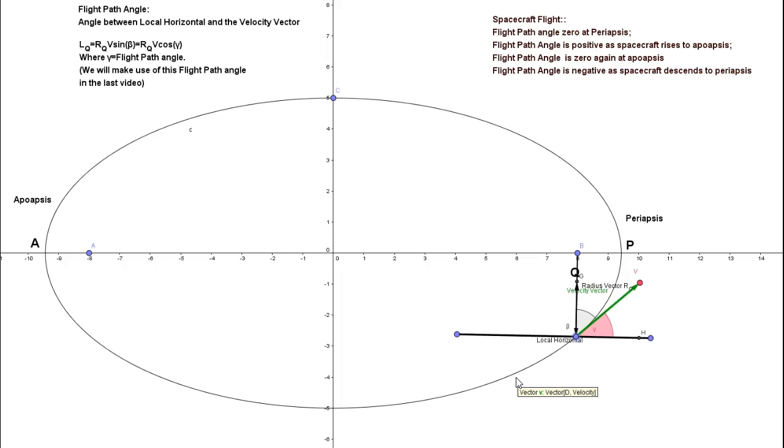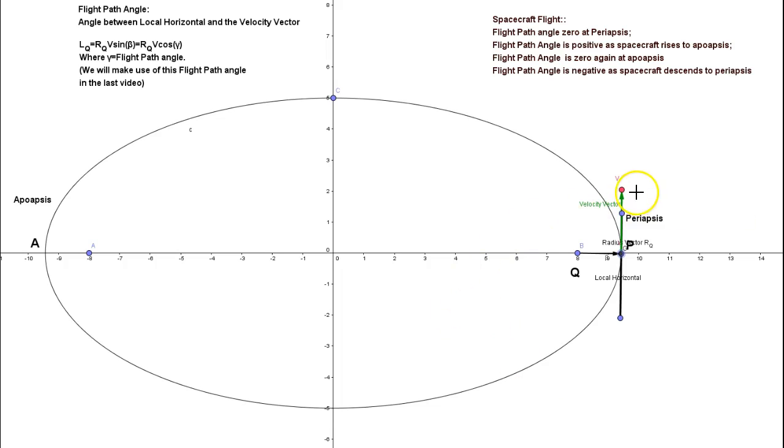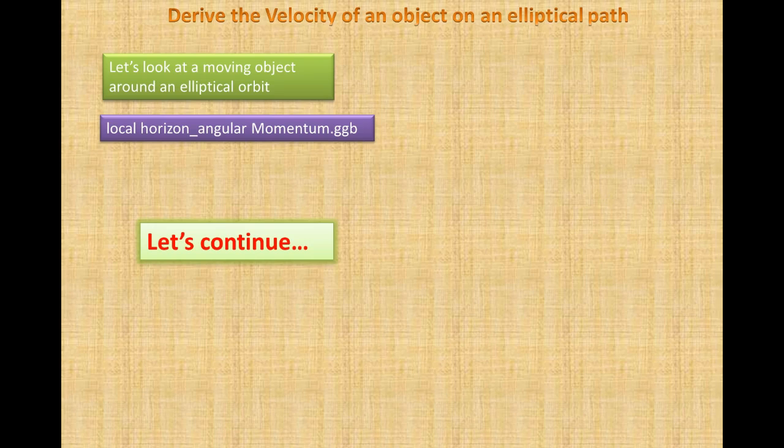And as the spacecraft approaches P, or periapsis, the angle between the velocity vector and the local horizon approaches 0, and they're on top of each other. And that velocity becomes velocity P. And velocity P is perpendicular to the radius vector RP, right there. Okay, let's continue.